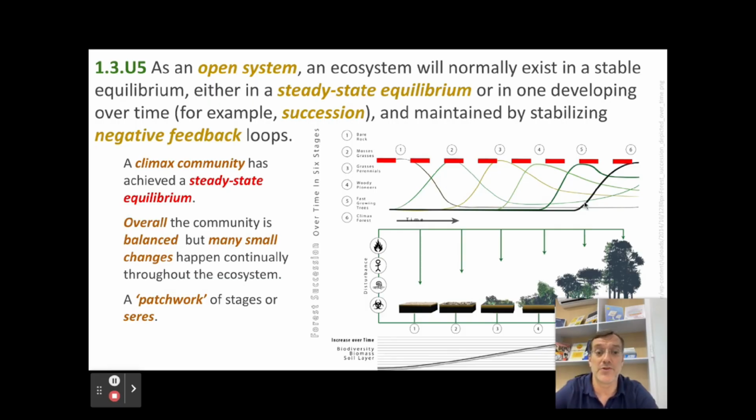For example, a mature forest ecosystem is in a steady state equilibrium because there are stable populations and nutrient cycles within it. A succession equilibrium is a state where there are changing conditions and flows in a system over time until it reaches a climax community.